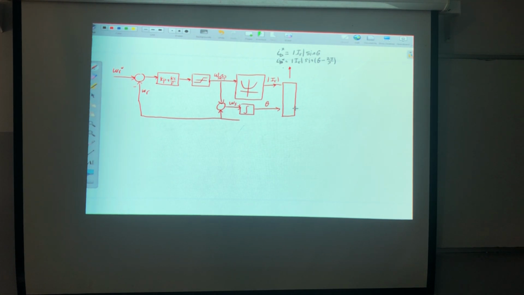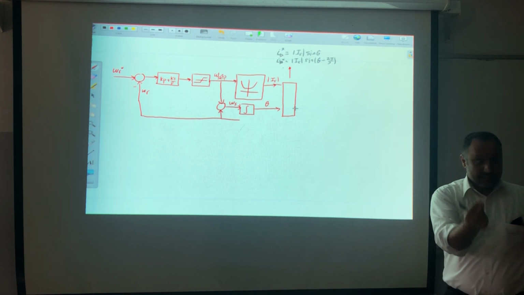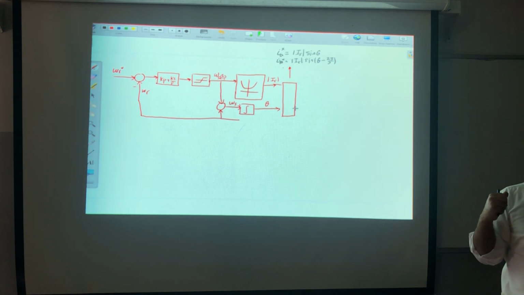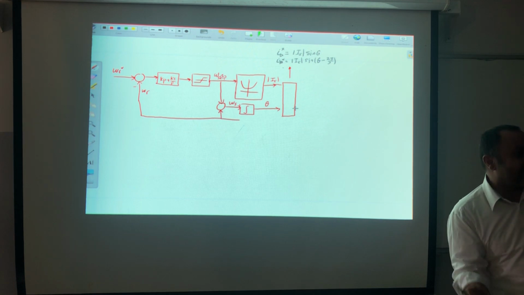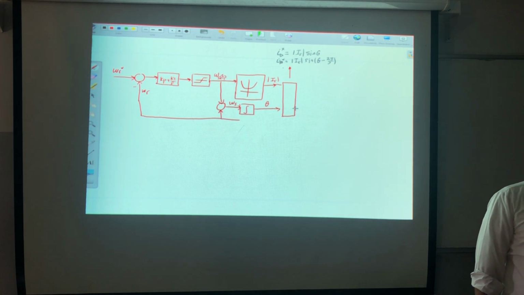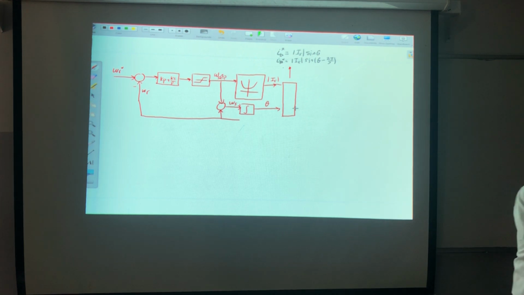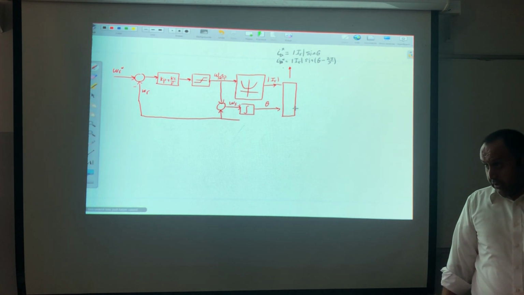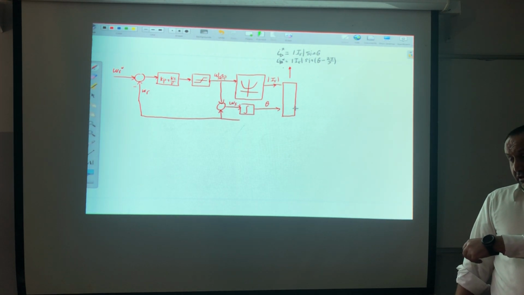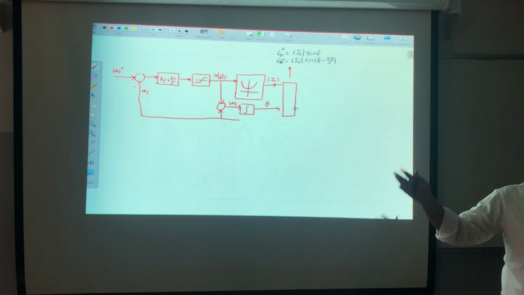I need to generate the gate pulses for the inverter. How can I do that? Okay, I need a current control. From day one, I need a current control, because this is the reference. In pulse width modulation, the modulation will force the inverter to operate at my reference. I'm generating gate pulses according to my reference. Here I'm having current, so in the first stage I need a current controller to tell the inverter to operate at the current I need.